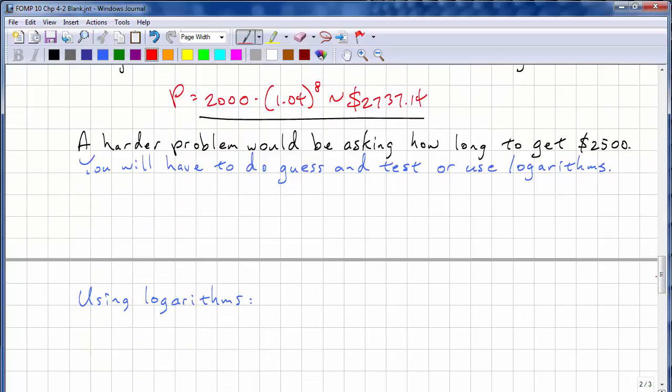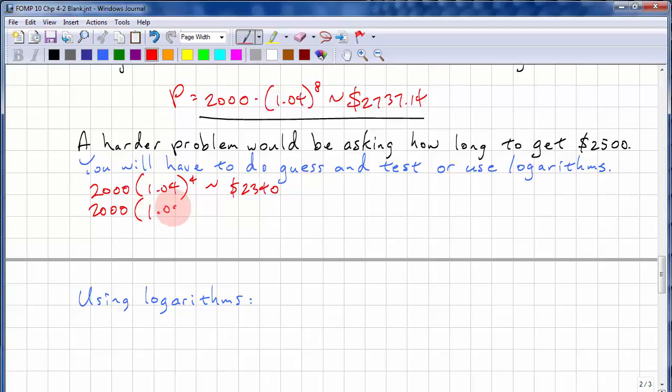We could be asked, how long would it take to get to $2,500? And you have to do a guess and test or use logarithms. So we already know that 8 years gives us more money, so we need less than 8. So we'll just try different values. 2,000 times 1.04 raised to the power of 4. And that gives us approximately 2,340. So that's too low. That's not quite 2,500. So let's try a bigger number.